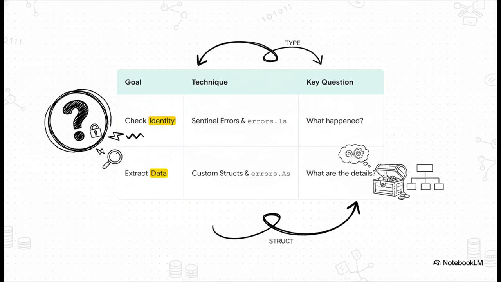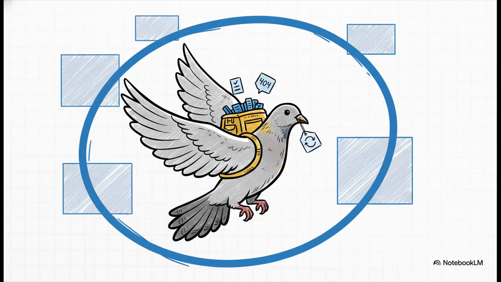But when your goal is to extract data from the error, when you need to answer what are the details, like which field failed and why, that's the time to build a custom struct and use errors.As to get that data out. Once you start thinking this way, the whole concept of Go's error interface just transforms. It stops being this frustrating limitation and becomes one of the language's most powerful features. Your error is now like a carrier pigeon. It can reliably deliver any payload you attach to it: validation details, HTTP status codes, maybe even hints about whether an operation is safe to retry, all the way up your call stack, safely and type-checked.